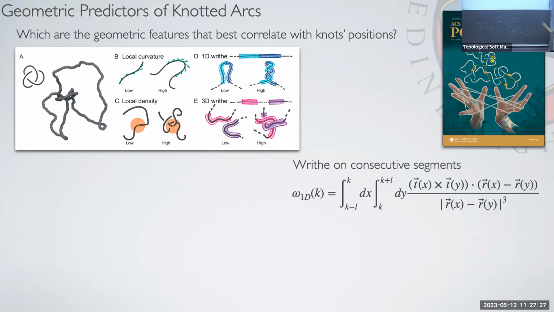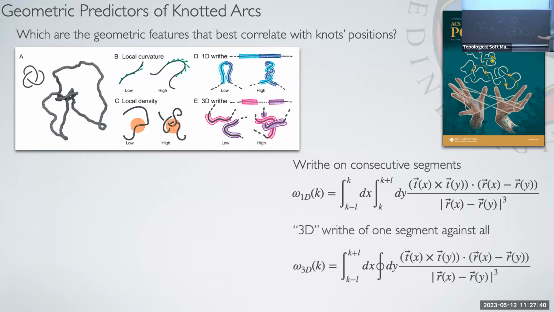These are two consecutive segments, which is why it's a 1D writhe. If you get something plectonemic like that, you get a high value of writhe. Otherwise, if you get something like that, it's a low value of 1D writhe. You can do the same with a 3D writhe. These are quite important also for later, so I'm trying to explain them as well as I can.